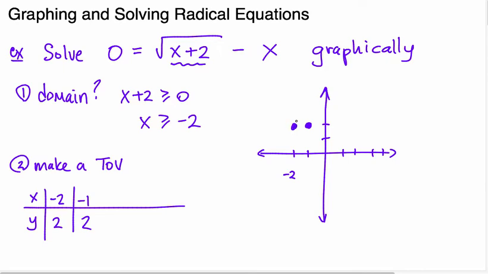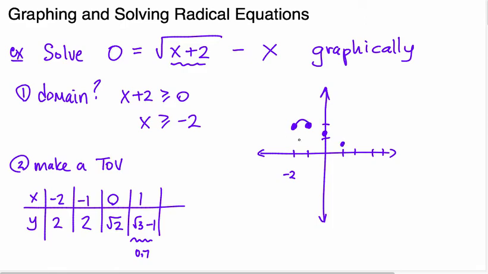And then I continue. What happens when x is equal to 0? So it's the square root of 2 minus 0, so just the square root of 2, which is 1.4 or so. And what happens when x is 1? Well, I get the square root of 3 minus 1, and you can grab a calculator and see what that's worth, but about 1.7 take away 1 is about 0.7.